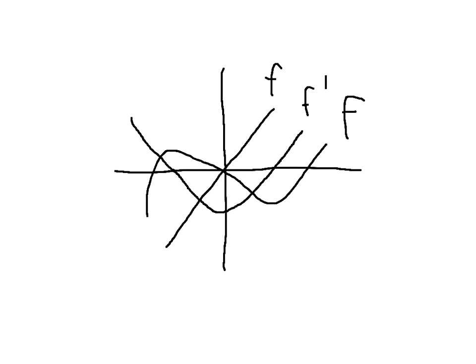Now we're going to see how the second derivative relates to the first derivative and the original function. So here is the graph. Here is the first function. Here is its derivative, f prime. And here is the second derivative. So, the second derivative relates to the original function in this way.